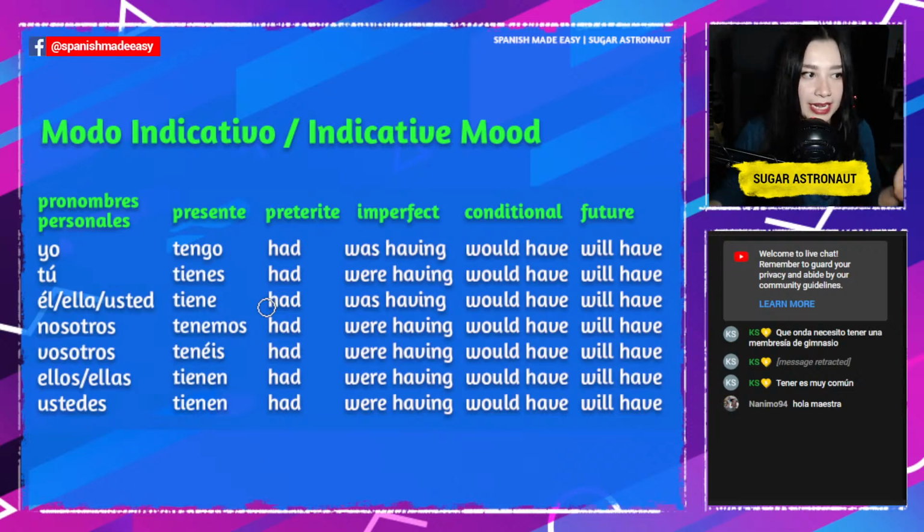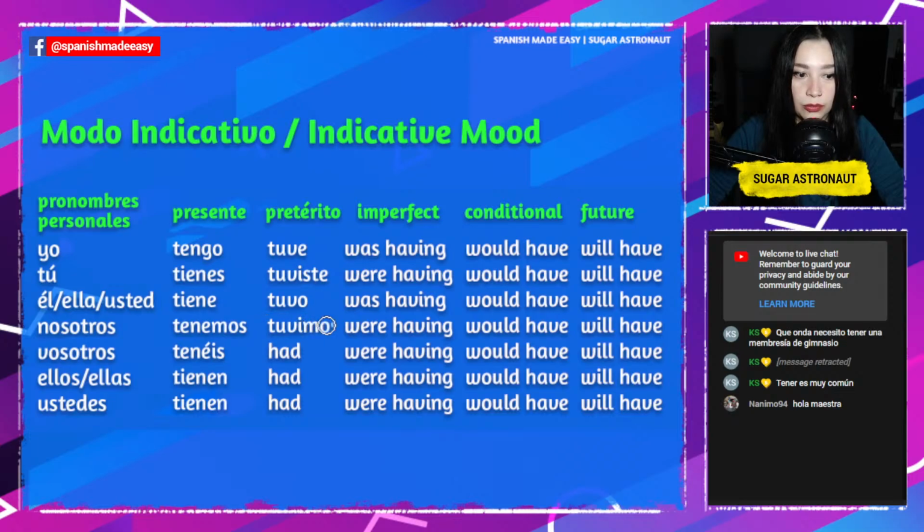Bienvenido or bienvenida. Okay, so let's go over the pretérito tense or el tiempo pretérito. It's also known as el tiempo pasado. Pasado, pretérito, same thing. Yo tuve, I had. Tú tuviste, you had. Él, ella, or usted tuvo.